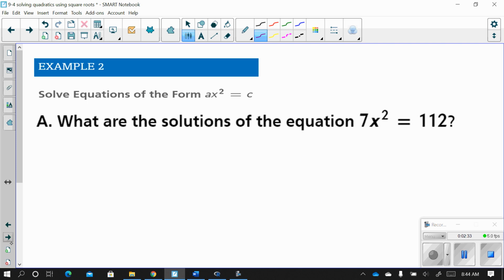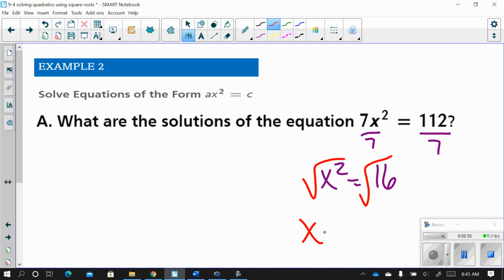Okay, moving on, let's look at this one. 7x squared equals 112. Again, the goal is still just to get x squared alone, to get x alone. So what's with the x? Well, we got that 7. Let's get rid of the 7, so divide both sides by 7. I get x squared equals 16. I gotta get x alone, so I'm gonna square root both sides. Square root of 16 is 4. I always need plus or minus.